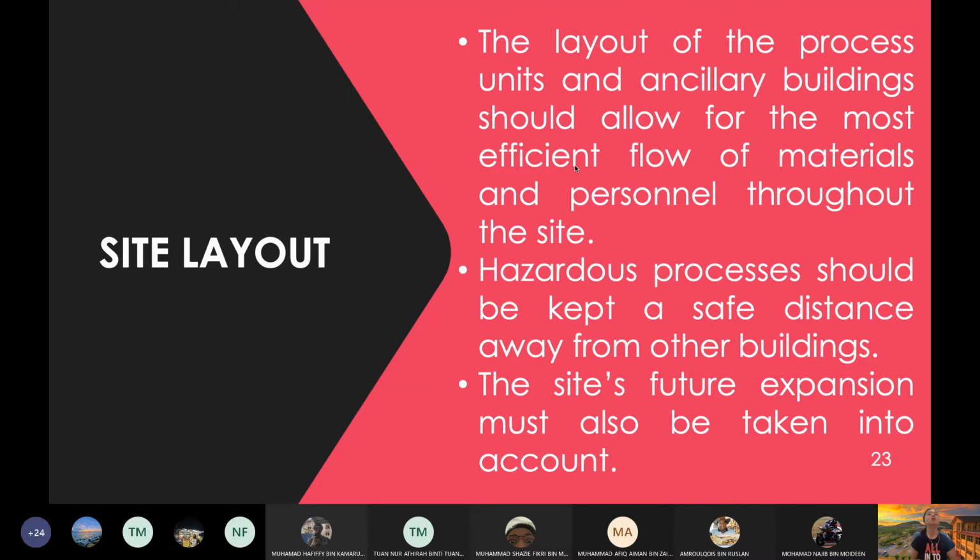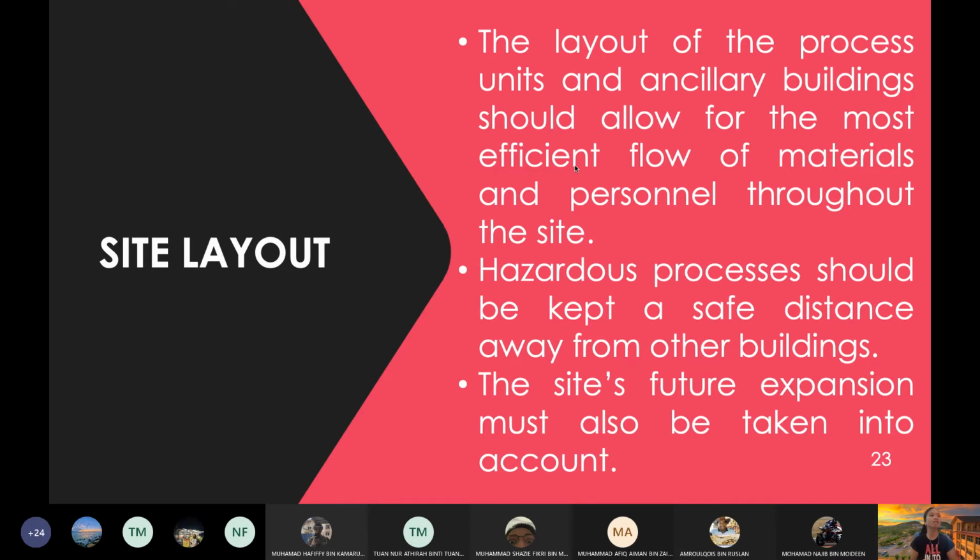Okay, so the site layout of the process unit and ancillary buildings, not only your chemical plant, even the ancillary buildings, office, workshop, fire station, power treatment plant, water treatment plant, and so on, must be arranged in a way so that you have an efficient flow of material and personnel throughout the site. So we want to make sure the flow is good, but at the same time, certain considerations as well.